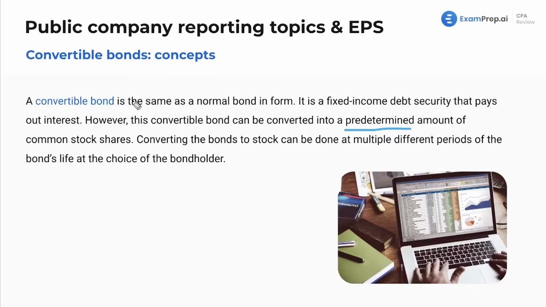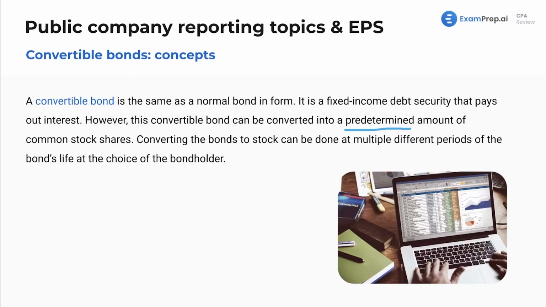So maybe a $100,000 bond pays out 10% interest, and so on. But in addition to all of that, I can give this bond back and now get 100 shares. That's just a stipulation of the bond. That's just another incentive for me to buy the bond. Maybe the stock is now increasing in value and I want the shares instead. Converting the bonds to stock can be done at multiple different periods of the bond's life at the choice of the bondholder. So that's how this plays into diluted earnings per share.